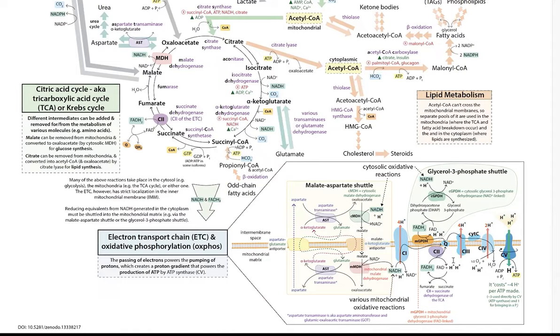In this case, the electron transport chain is going to pump protons from the inner compartment into the intermembrane space, creating a gradient of protons that's then used to power the synthesis of ATP.